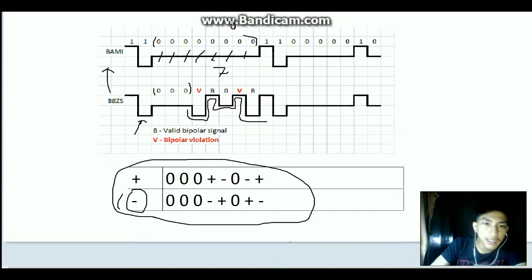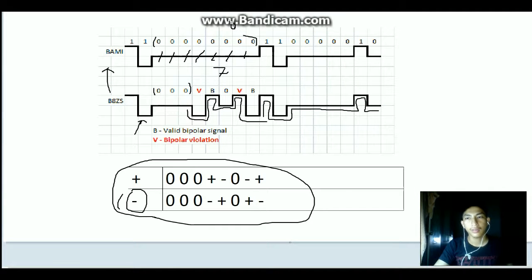So when the sender sends the signal, the receiver will read it as 0. This violation is used to break the rule of bipolar AMI. So the receiver will reset its clock, and after that it will follow back the former scheme of code. Okay, that's all about bipolar 8-bit zero substitution. Okay, thank you.